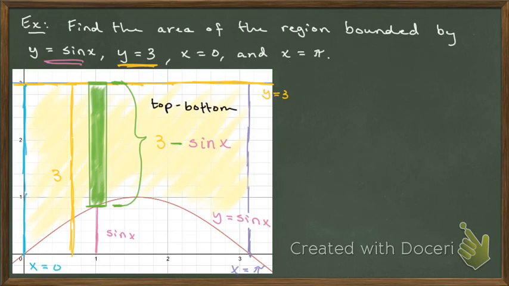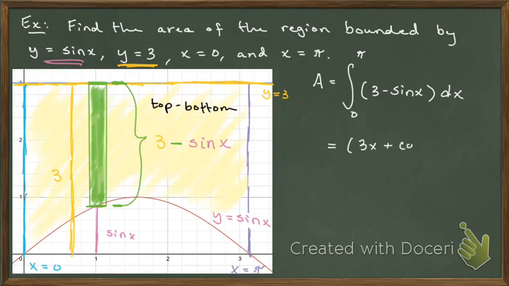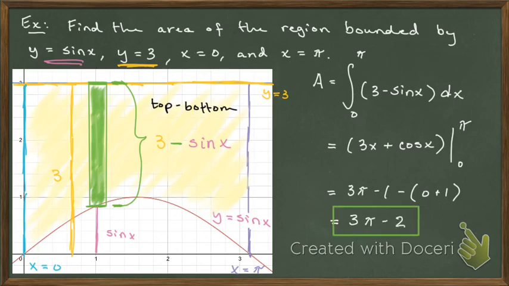So when I set up my integral, when I find the area, it's the integral from 0 to pi of 3 minus sine x dx. Integrate each of those with respect to x. I get 3x plus cosine, right? Derivative of cosine is a minus sine, so that checks out. Plug in pi. I get 3 pi minus 1, and subtract what I get when I plug in 0. 0 plus 1. Cosine of 0 is 1. So this all breaks down to 3 pi minus 2. Okay? So, area between two curves, top minus bottom.